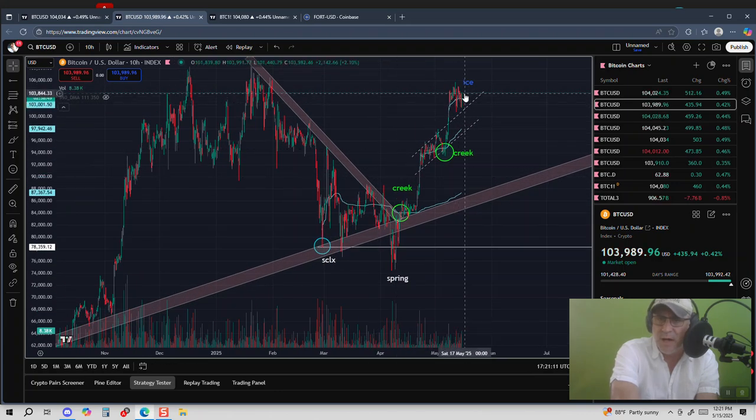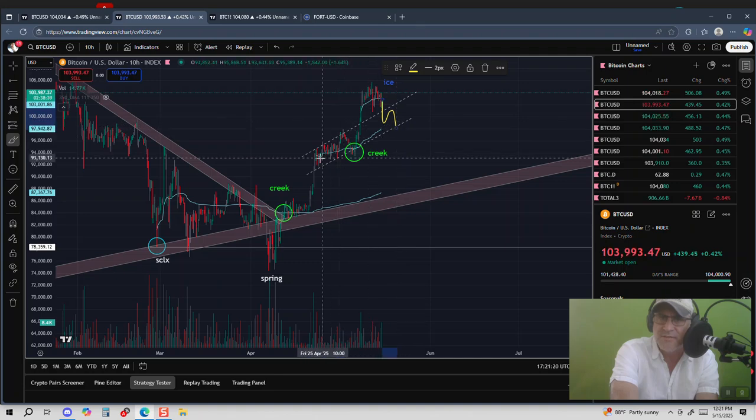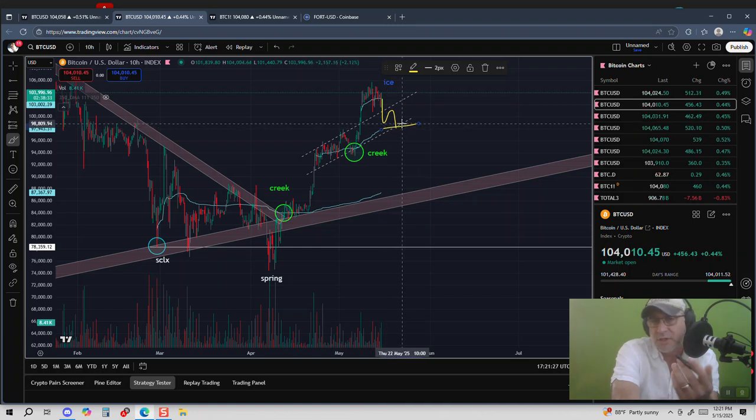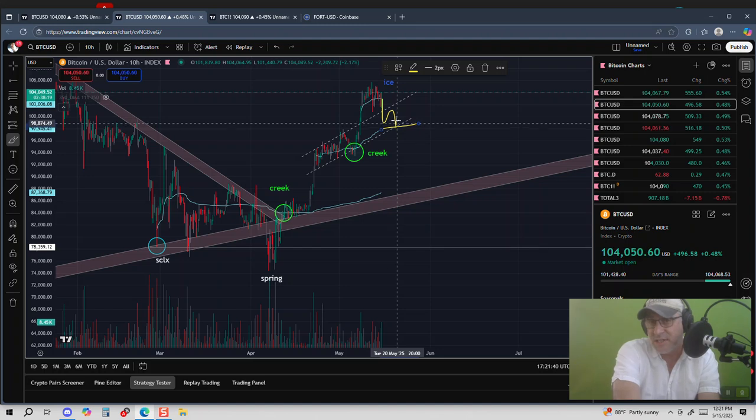If we break down through the ice now, through this VWAP, then we could have that familiar kind of head and shoulders formation, which would bounce off the anchored VWAP. Now remember, we looked at the CME chart, and it showed that there was a gap around 97,000. So that would show like a retest of the ice if it does come back down. Well, in this case, would be the creek.